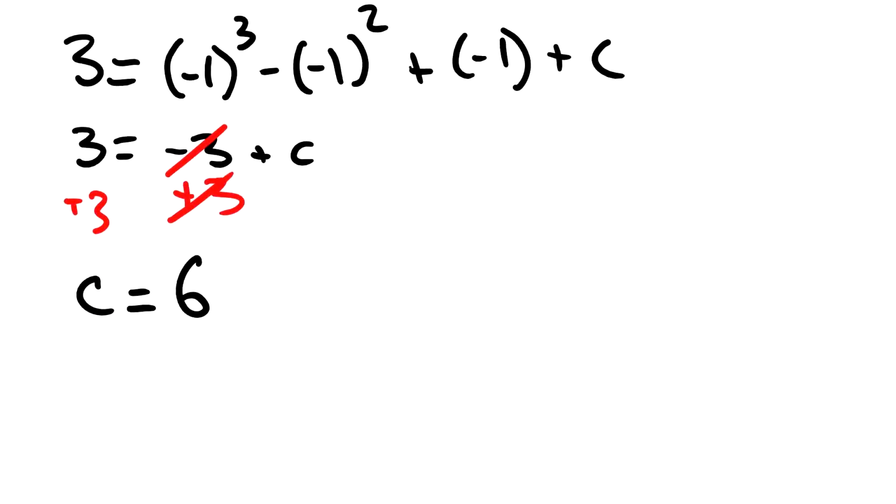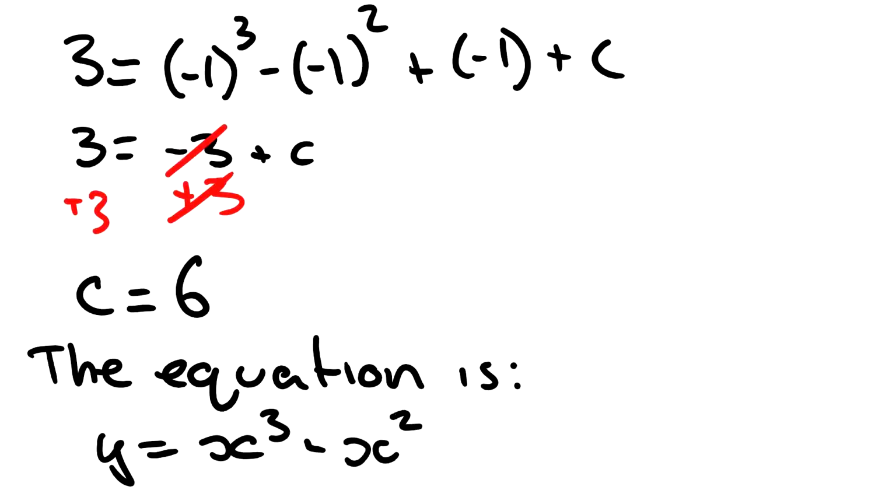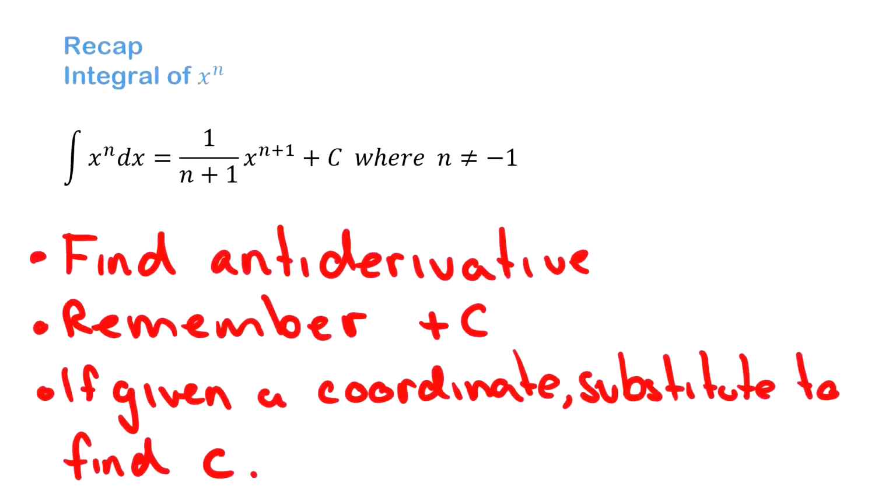So we need to write the new equation. So the equation is, and we just write y equals x cubed minus x squared plus x plus 6, because that c became 6 there. So to recap, when you're doing this, you're essentially finding the antiderivative and remembering to add the c on the end, that constant, because we don't know what that is. Now, if you're given a coordinate, you can substitute these in to find that unknown c and get the original equation.